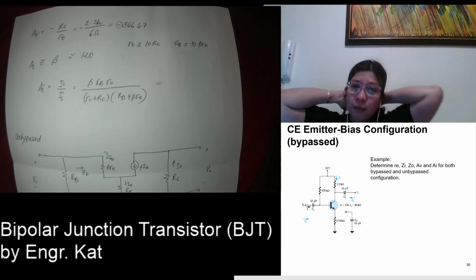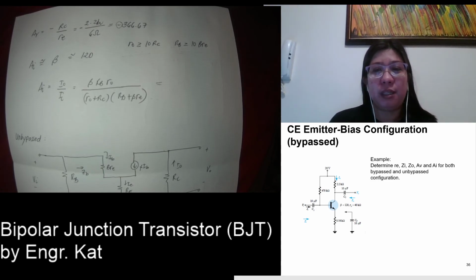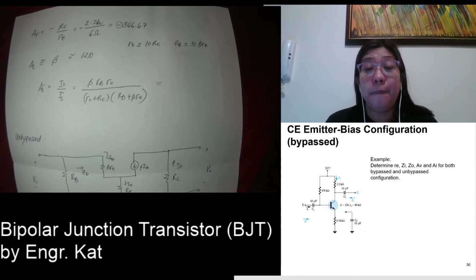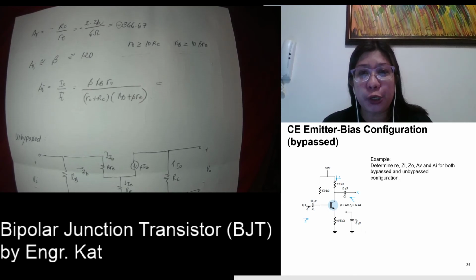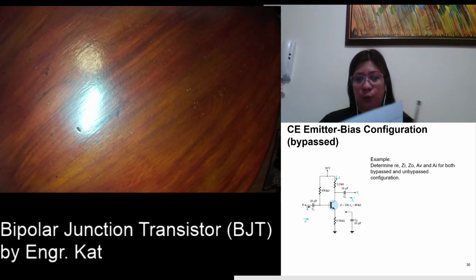Now, if we do not bypass your emitter resistance, that means we didn't place a bypass capacitor across your emitter resistance, your equivalent circuit will look like this.